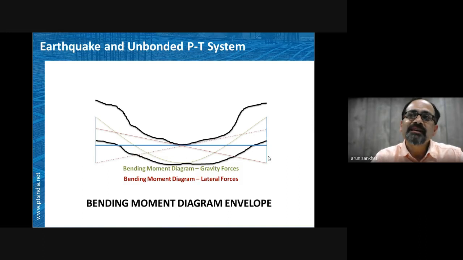So PT is an active reinforcement. It has an active force. So it should be used only for permanent loads, and all the transient loads, all the temporary loads, shall be taken care of by the passive system, or you can say the non-prestressed system.